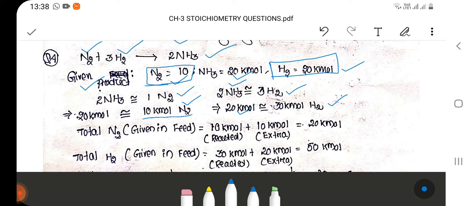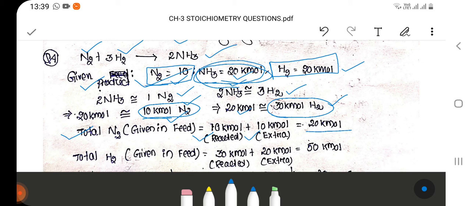This means 10 kilomole of nitrogen has to react to produce 20 kilomole of ammonia. Similarly, 30 kilomole of hydrogen has to react to produce 20 kilomole of ammonia. So the total nitrogen given in the feed is the nitrogen that is reacted plus the nitrogen that is unreacted or extra. Reacted nitrogen is 10 kilomole and extra is 10. So total nitrogen in the feed is 20.